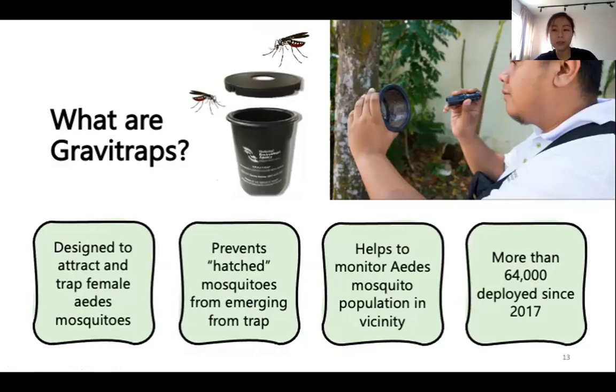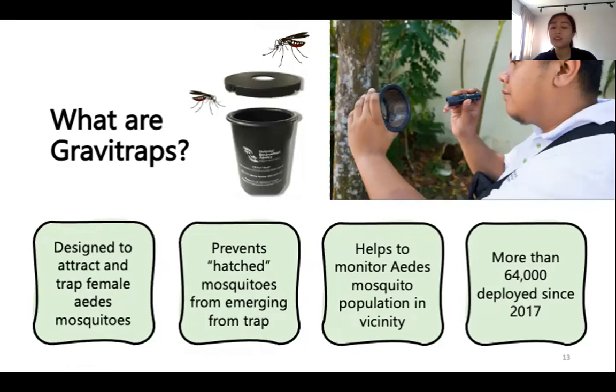So Gravitraps were developed by NEA's Environmental Health Institute, and they are designed to attract and trap female Aedes mosquitoes looking to hatch their eggs. Secondly, they prevent the hatched mosquitoes from emerging from the trap.